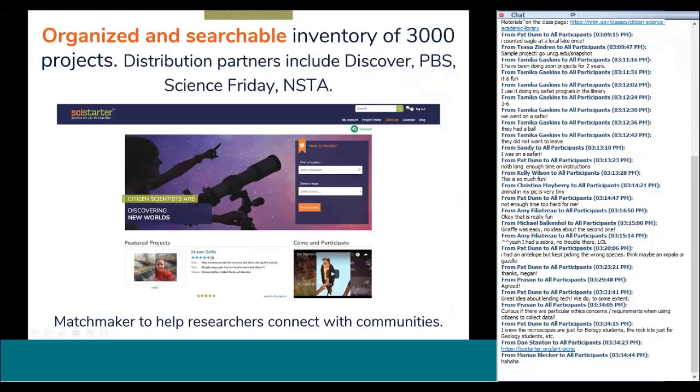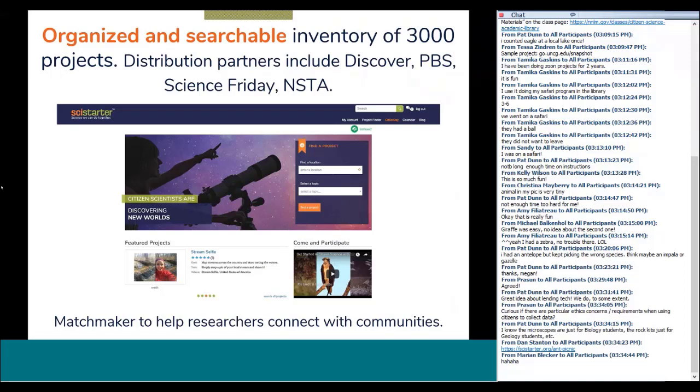So I'm going to kick us off by talking about SciStarter. I saw from the poll results that a lot of you hadn't even done citizen science before. Well, now you have, after doing one of the Snapshot Safari projects today. But if you want to discover more citizen science projects, you can go to SciStarter.